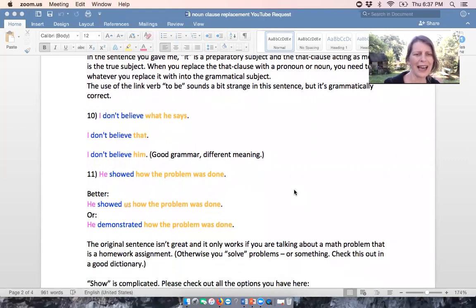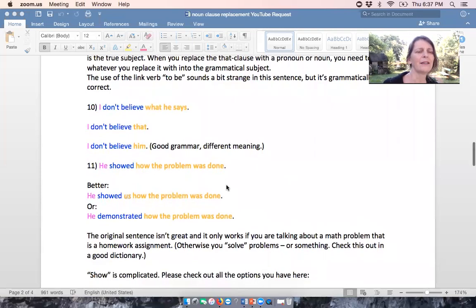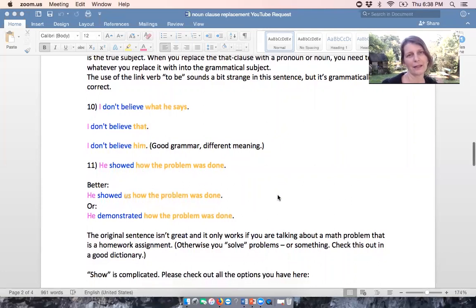He showed how the problem was done. Now, I don't like that sentence so much. Usually you show somebody something, so you need a second object. Sometimes you can use this. Also, you show how a problem is done. You can do that with a math problem. Otherwise, you would say he demonstrated something. Okay, so he showed us how the problem was done, and he demonstrated how the problem was done. Those sentences, I like those sentences better.